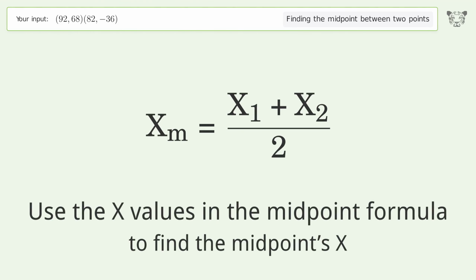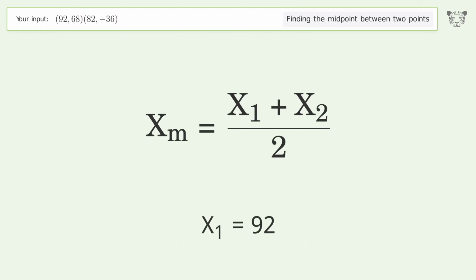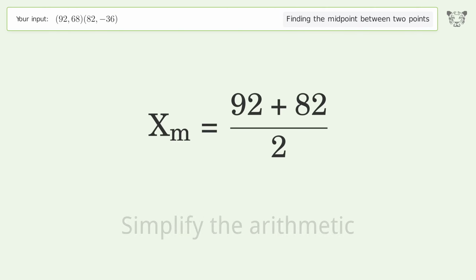Use the x values in the midpoint formula to find the midpoint's x. x1 equals 92. x2 equals 82. Simplify the arithmetic.